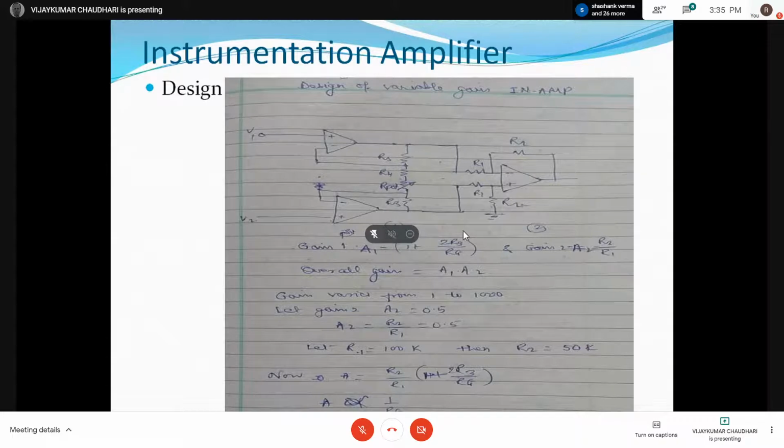The range of gain required is from 1 to 1000. That is given. Design an op amp or other instrumentation amplifier with varying gain from 1 to 1000. That is the given question. We want to design an instrumentation amplifier with variable gain from 1 to 1000. So once again the same thing.